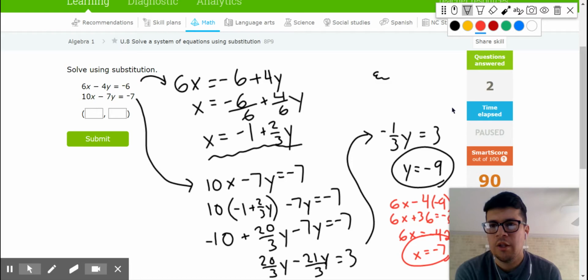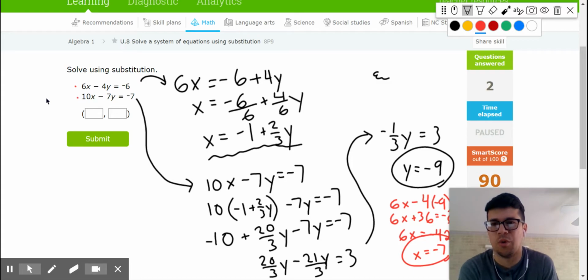So here we go. Let's say you have a linear system, and this linear system is not really in y equals. You're not gonna do it by graphing, and you've been tasked with solving it by substitution. And I'm really talking about mastery level stuff right here with IXL. So you got your first equation, 6x minus 4y equals -6. Your second one is 10x minus 7y equals -7. And where do you even start?